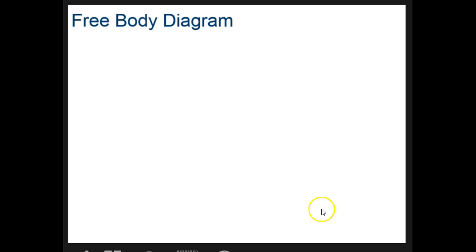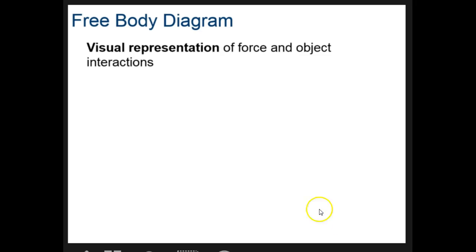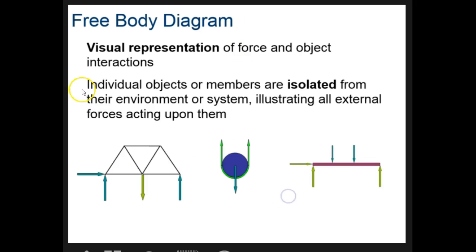Okay, so now for free body diagrams. We represent free body diagrams with a visual. So we're drawing pictures, hence the name diagram. And in these, individual objects are isolated. So we take one piece and pull it away from everything else. For example, this is a pulley that has forces going up where the ropes are and a weight going down. Or this is a beam with forces going in the middle and on the ends. So we've isolated the one object all separate from everything else, and then we put our forces on there.